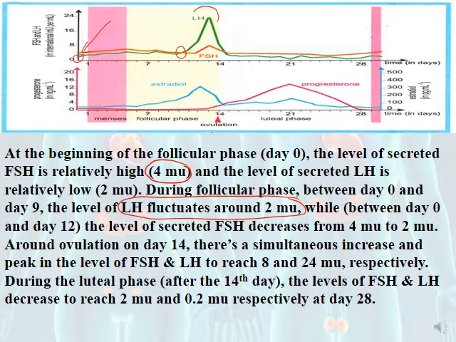Around ovulation at day 14, the levels of LH and FSH increase simultaneously, and we have peaks in the level of LH and FSH, where the peak of LH reaches about 24 mu, and that of FSH reaches about 8 mu. During the luteal phase, after day 14, the levels of both hormones LH and FSH decrease, where the FSH reaches about 2 mu, while that of the LH, the green one, reaches 0.1 or 0.2 at day 28.